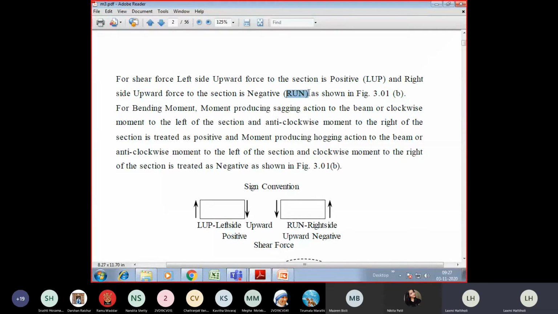Similarly, remember this run. What is this run? Right side, upward force, negative. Right side, upward force, negative. So remember this loop and run, right? Now, what is this exactly? Left side, upward, positive, right side, upward, negative.